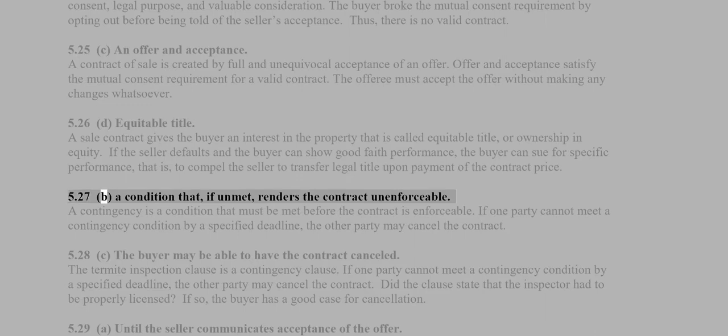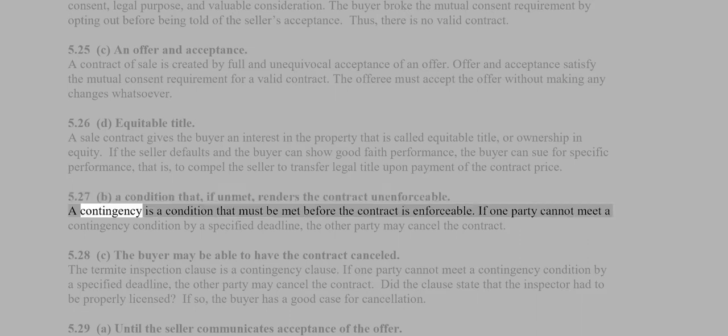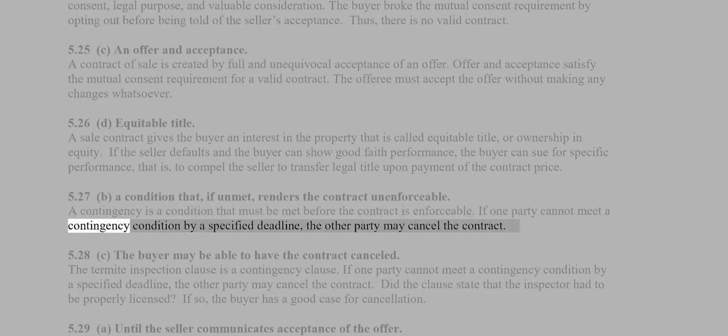5.27 B. A condition that, if unmet, renders the contract unenforceable. A contingency is a condition that must be met before the contract is enforceable. If one party cannot meet a contingency condition by a specified deadline, the other party may cancel the contract.